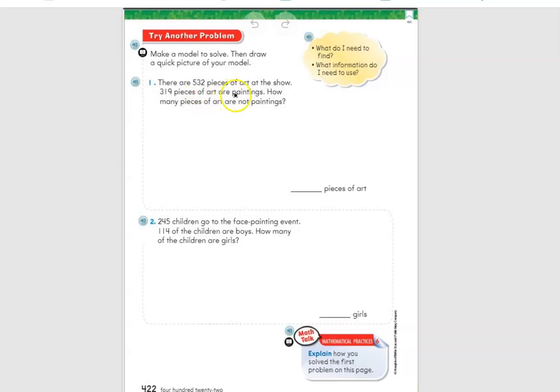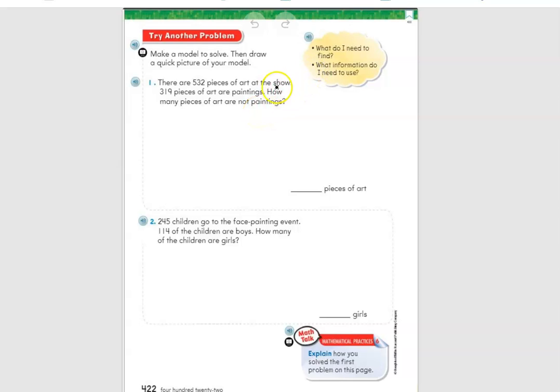319 pieces of art are paintings. How many pieces of art are not paintings? So let's go up to our speech bubble here. These are our little hints and our directions. Remember, I told you we're going to be making models for everything. So what do I need to find? I need to find out how many pieces of art are not paintings.